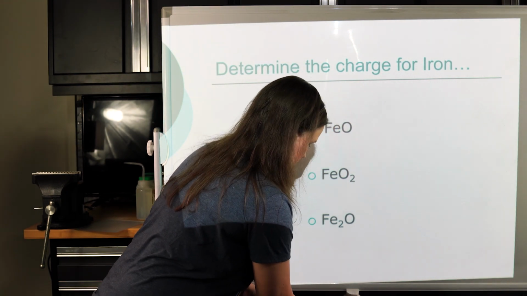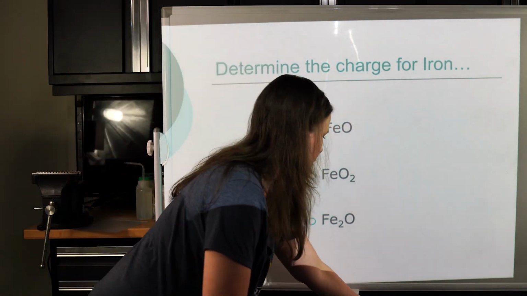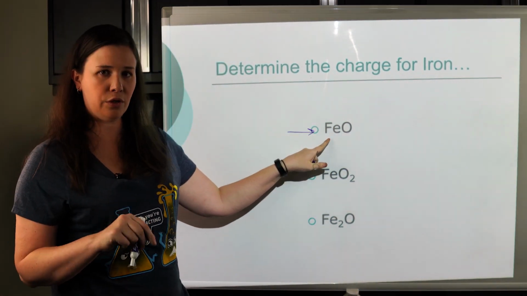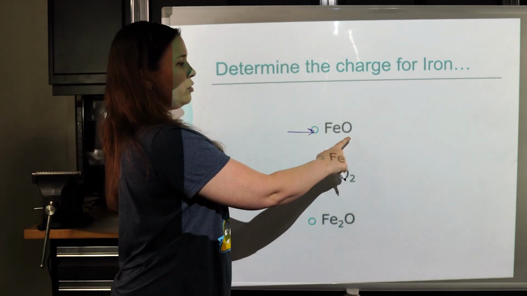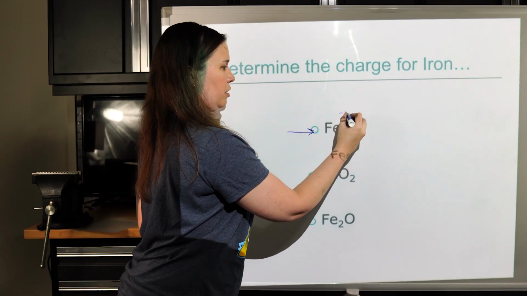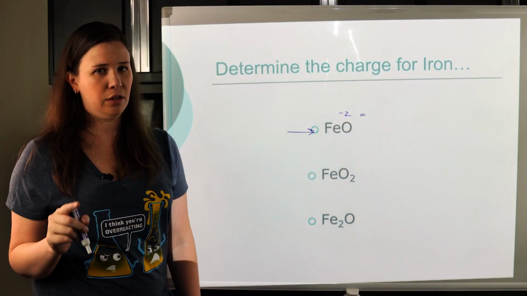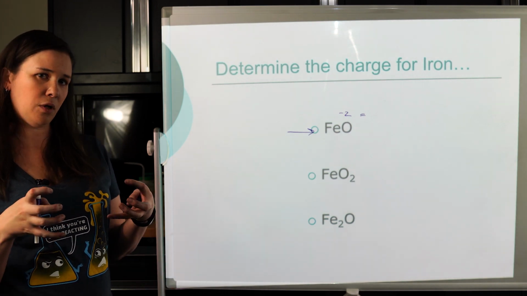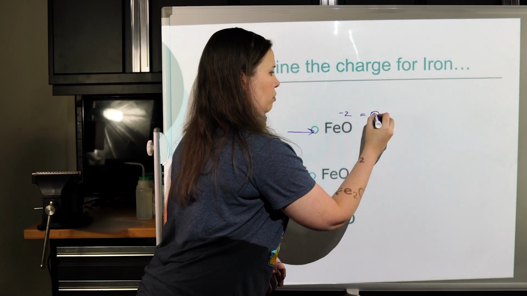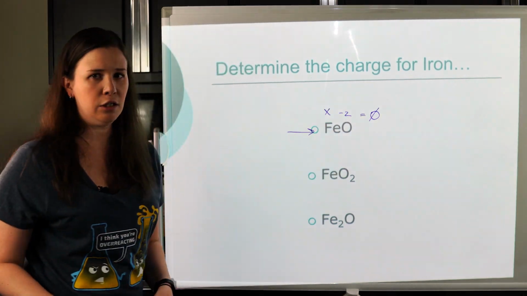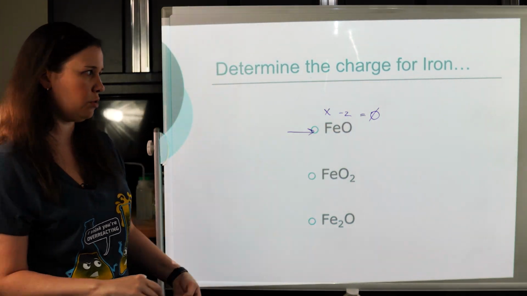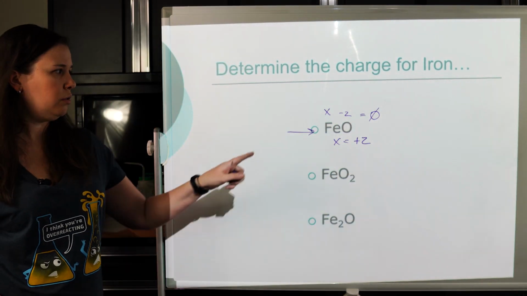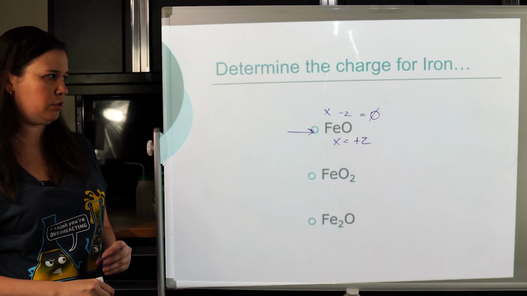All right, so let me pick a different color. Let's go with my iron oxide first. Now I don't know the charge of the iron. That's the whole point of this, right? But I do know the charge of the oxygen is -2. The other thing I know is that the overall charge should be neutral. I should have no charge left over once the molecule is formed. So the question is, what would iron need to have in order to cancel out a -2 charge? That would be a +2 charge. Iron in this compound would have a +2 charge.